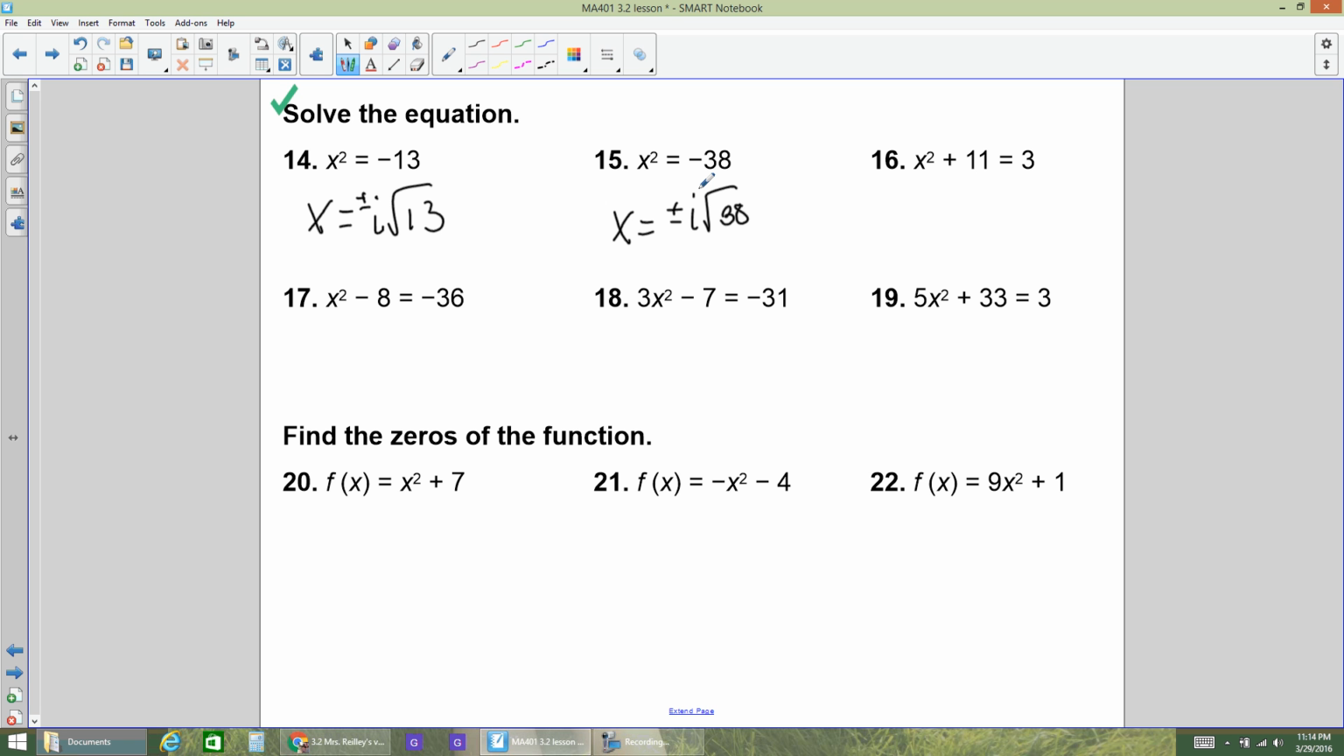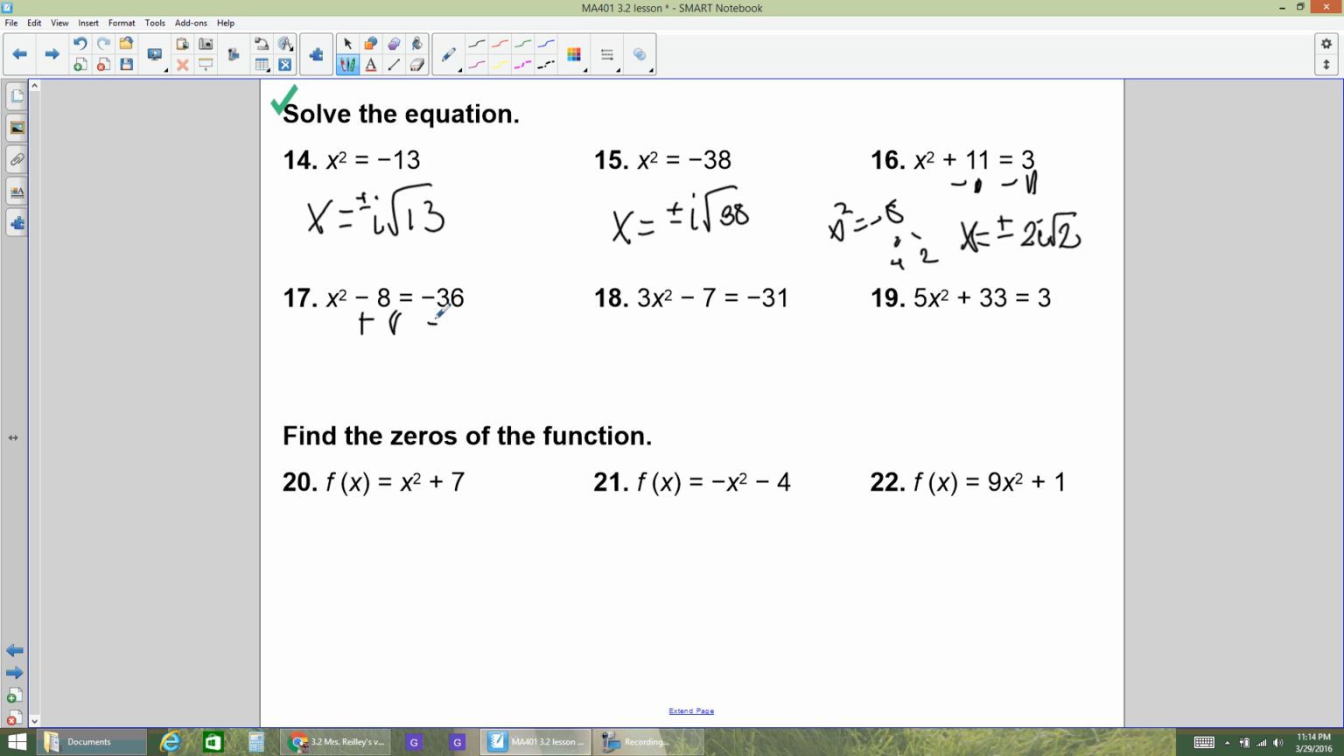Okay, over here I'm going to subtract 11. So I get x squared equals, what is 3 minus 11? Negative 8. Now, when I square root that negative 8, it's going to break down to a 4 and a 2. So my answer is x equals plus or minus 2i radical 2.